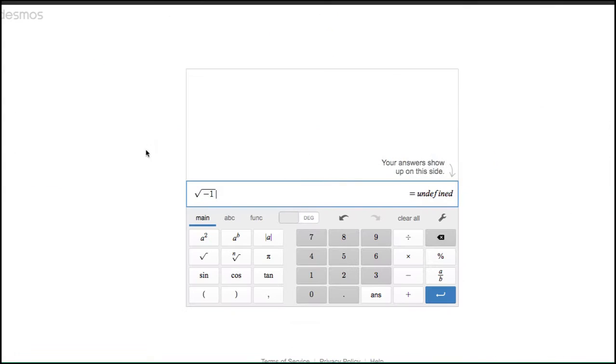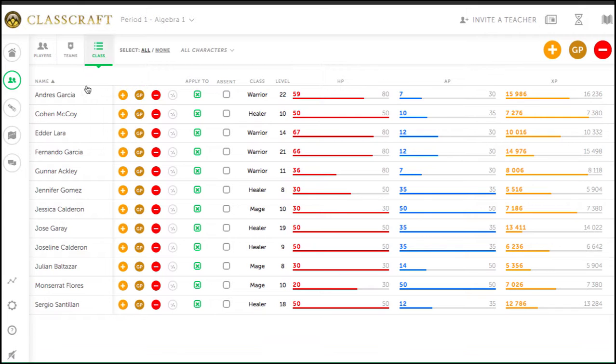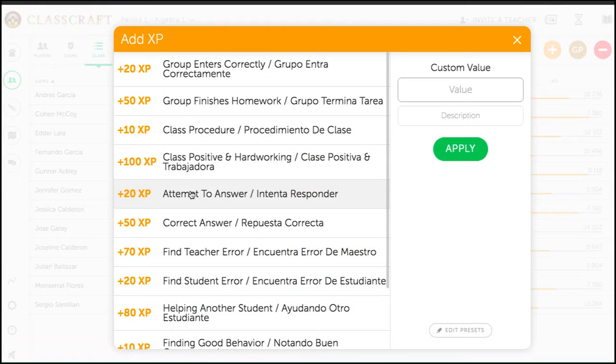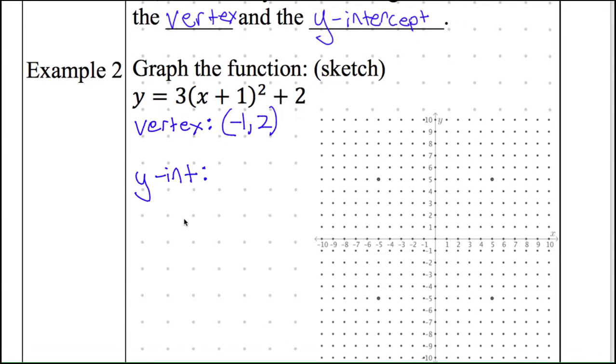Let me come back here and give Gunnar his XP before I forget. Oop, that's the calculator. Boom, and boom. Okay, how do I find the y-intercept, Andres?